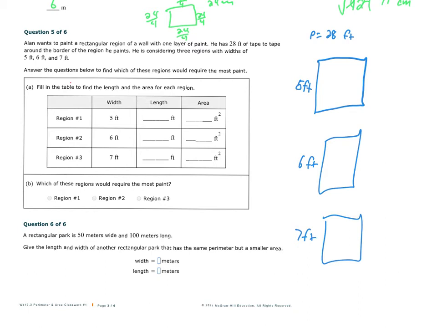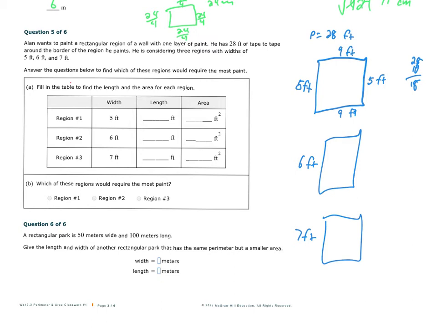Okay, so let's answer the questions below. So if the first one has a width of 5, we need to figure out what the other 2 sides are going to be. So far we have 10. 28 minus 10 gave us 18 left for both the other sides. Well, if it's 18 total, each side's 9.